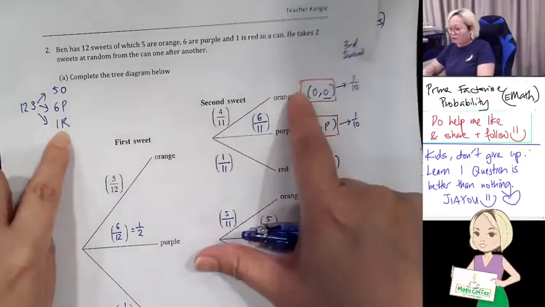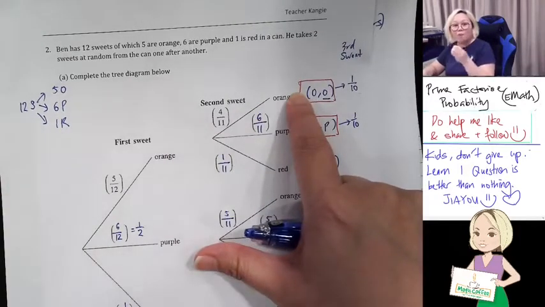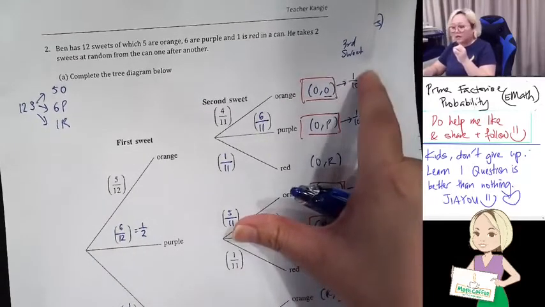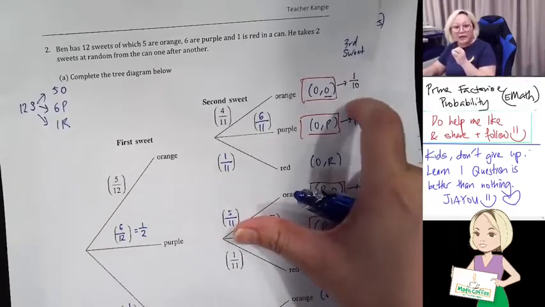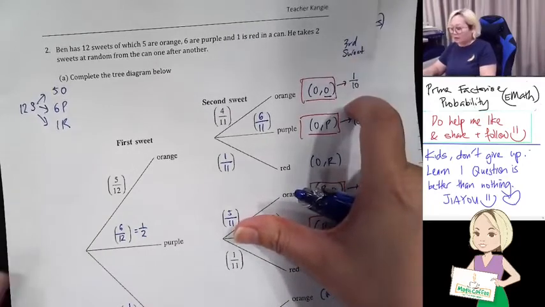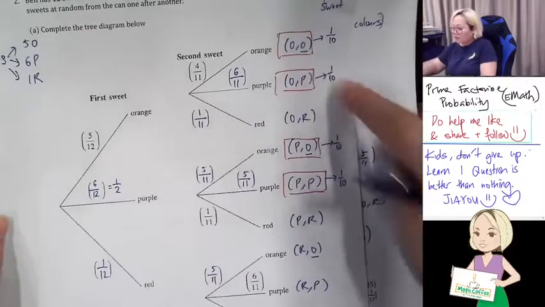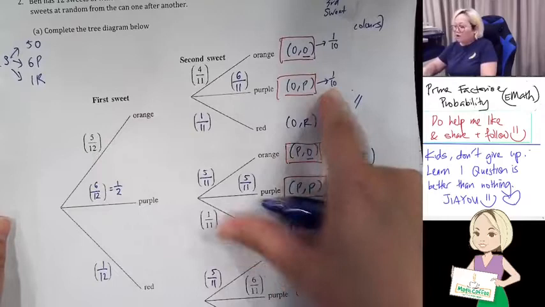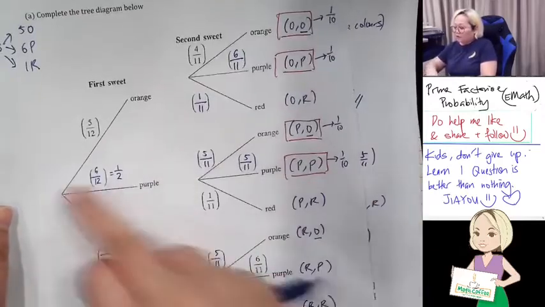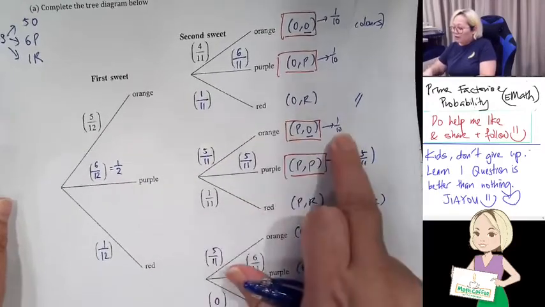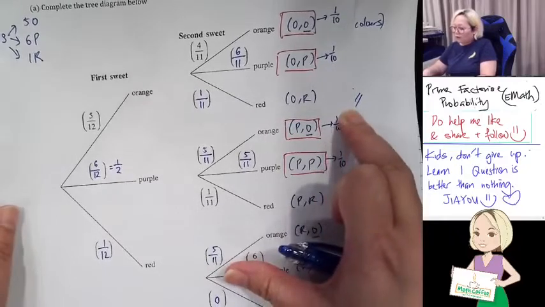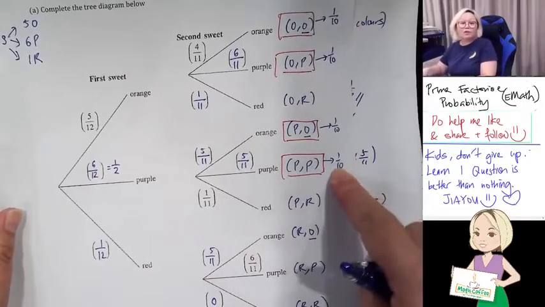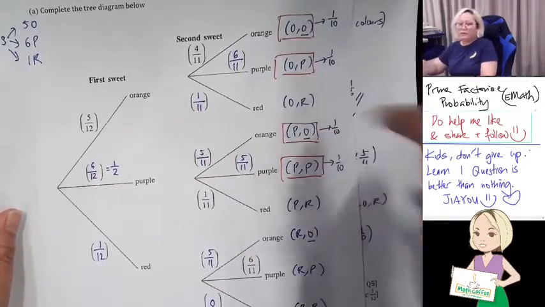Because I take orange, I never touch my red, so I still have 1 red inside the bag. So the possibility of getting the third red is 1 out of the total 10. 1 out of 10, okay? And it's all the same, because I took 2 sweets already, so the total left is 10, and I have only 1 red. That's why for all 4 of them, the third sweet's possibility is 1 out of 10.